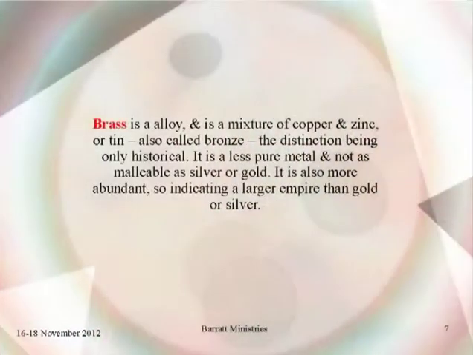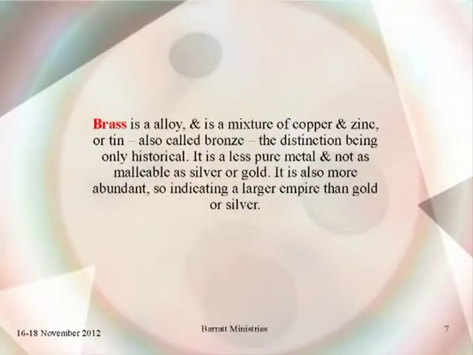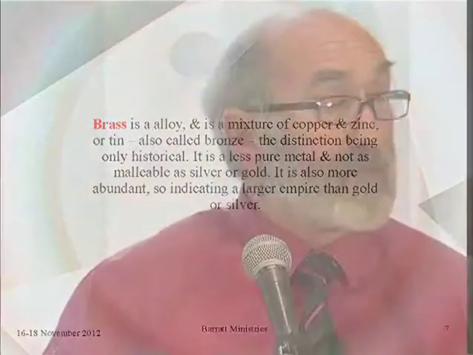The next one is brass. Brass isn't even a metal that's mined. Brass is an alloy. Do you know what an alloy is? It's two metals mixed together, or three. So if it's an alloy, it's not pure. Gold is not an alloy. Brass is a mixture of copper and zinc, or copper and tin. It's also called bronze; the distinction's historical. It's less pure metal, not as malleable. Brass is quite brittle compared with gold.